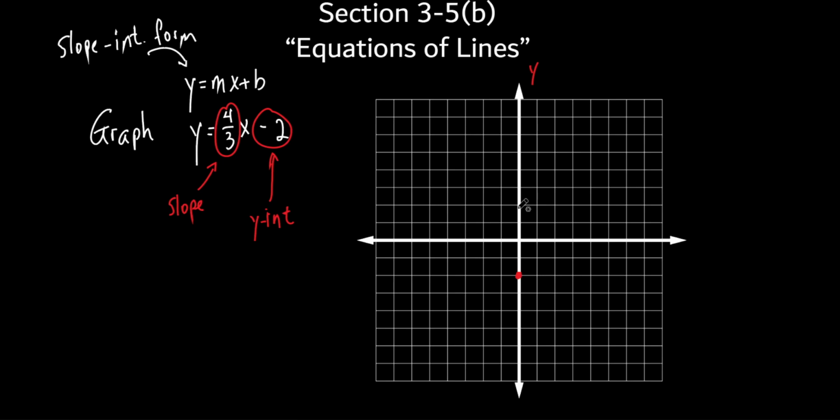Don't put a dot just yet. Just keep your pencil there. And then do what? Go to the right 3. That's a run of +3. 1, 2, 3. Put a point right there at that spot. And then that's really all you need, just 2 points, and you can make a straight line out of it, right? What did I suggest that you do if you're going to graph it?